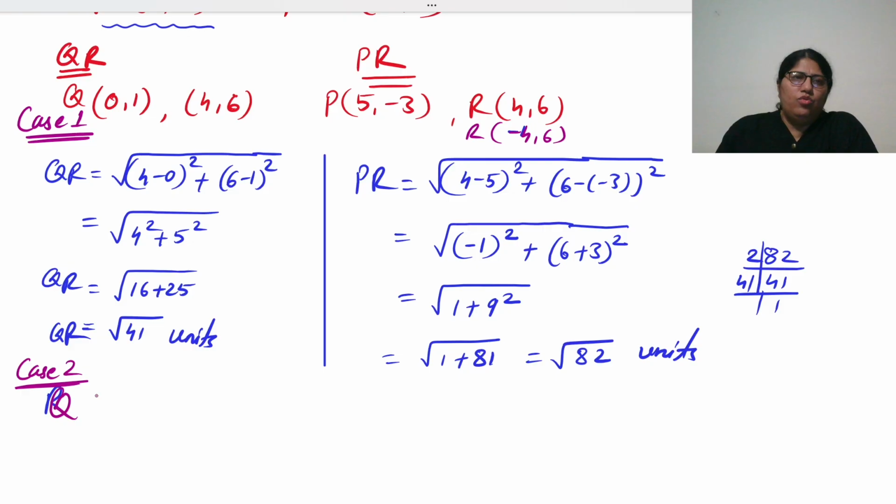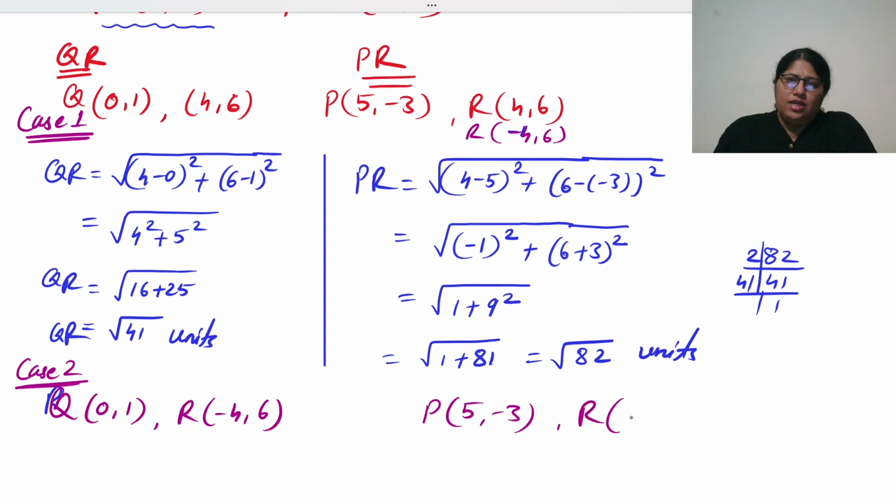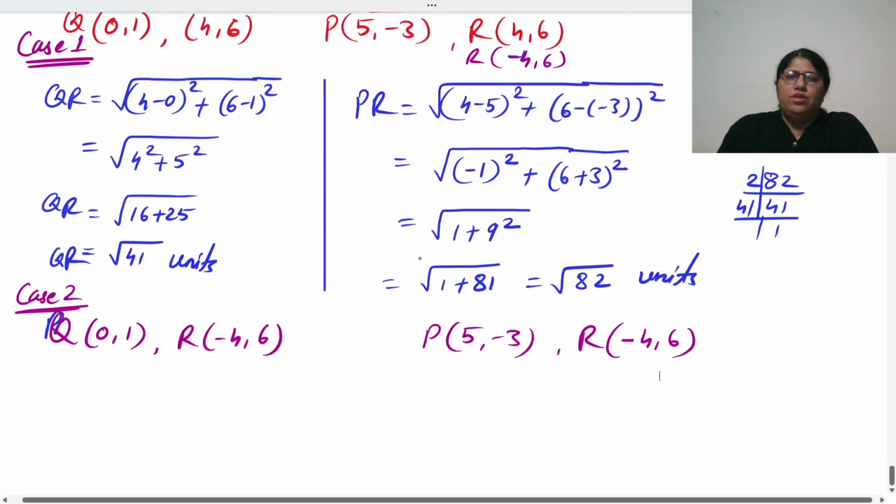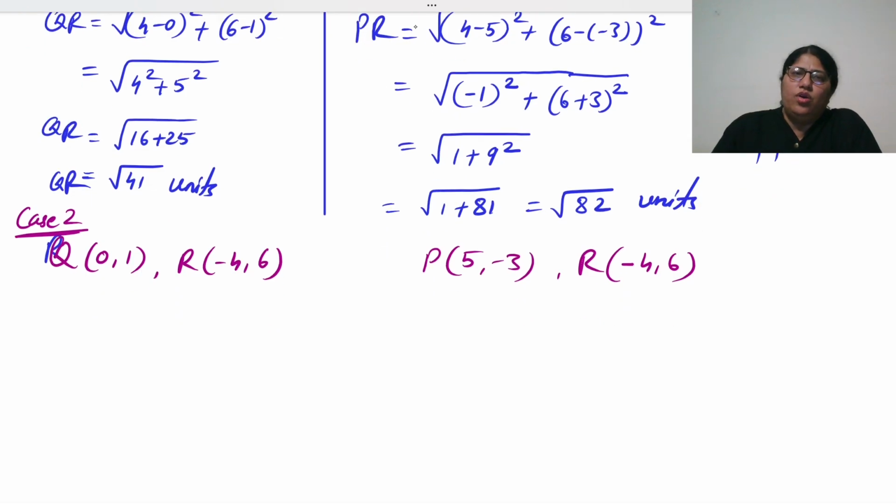If your Q coordinates are 0 comma 1 and R coordinates are minus 4 comma 6, and what is the other case here? P is 5 comma minus 3 and R coordinates are minus 4 comma 6. Let us find out, because you need to find out all the lengths since the coordinates are different, right? So first let us see here QR length. What will happen to QR length? Because this is 0, right?